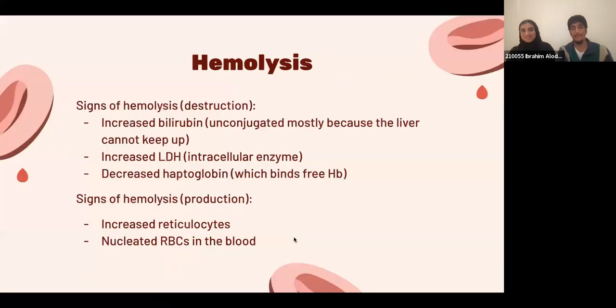Next question. Oh, no, actually, this is just another random review thing. Just general knowledge you guys should know for any question. What are the signs of hemolysis?